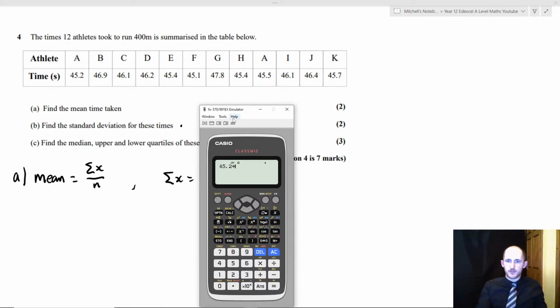So 45.2 plus 46.9 plus 46.1 plus 46.2, 45.4, 45.1. Also, for those of you that want to use just the table method, keep in mind that entering something into a table generally takes about as long as just working it out.